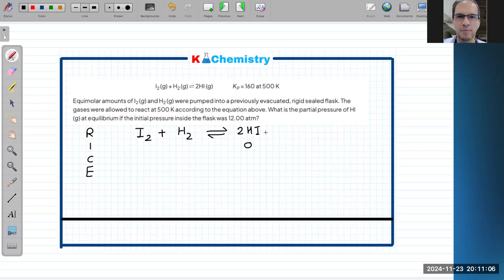Okay, what did he say about the initial pressure? What is the partial pressure of HI at equilibrium if the initial pressure inside the flask was 12? So the initial pressure of the flask was 12. So inside the flask was already 12. Inside flask equal to 12 atmospheres.